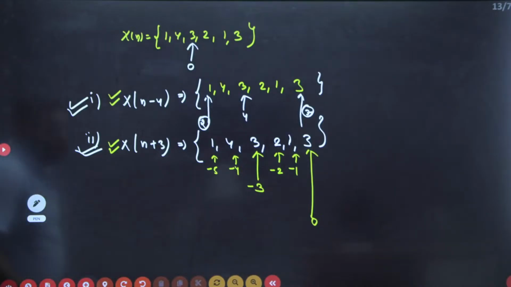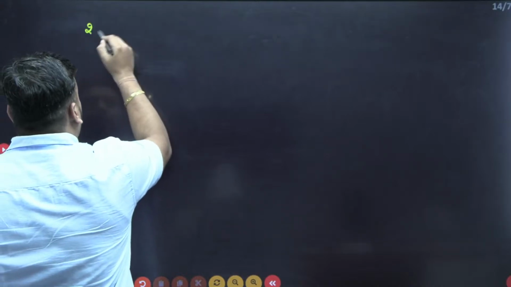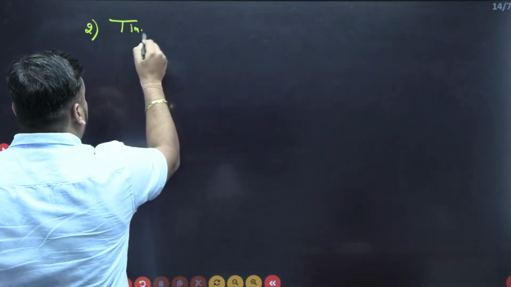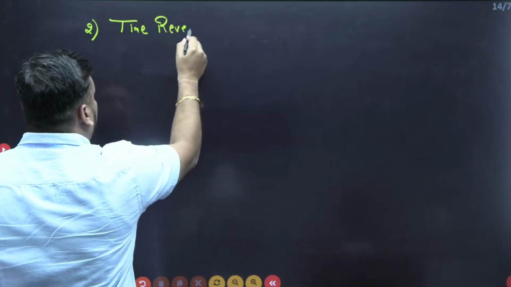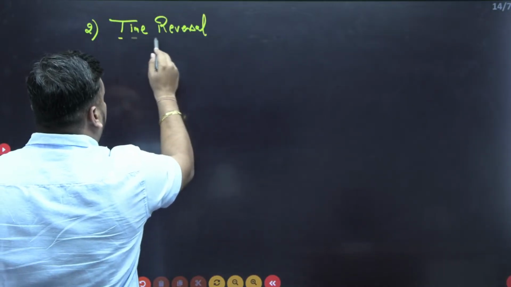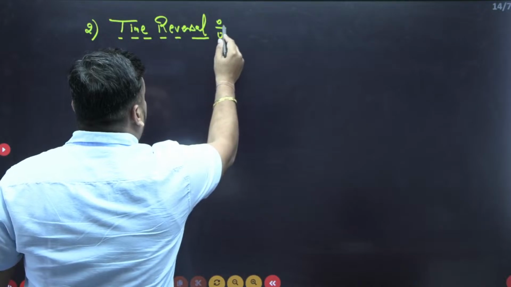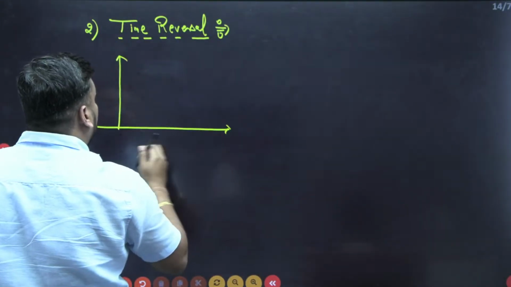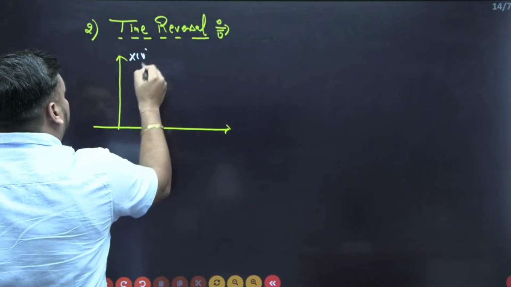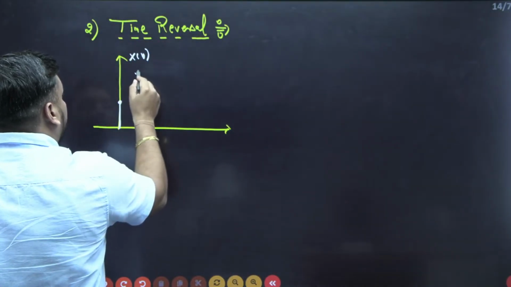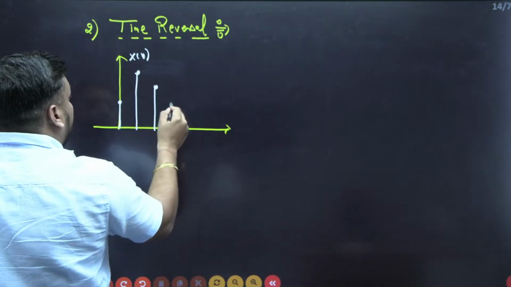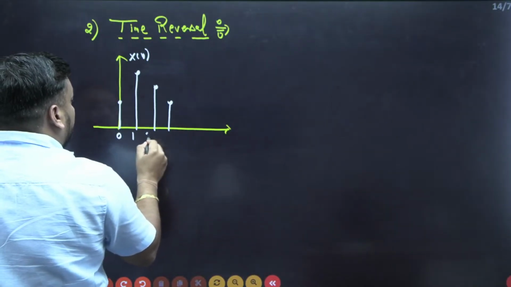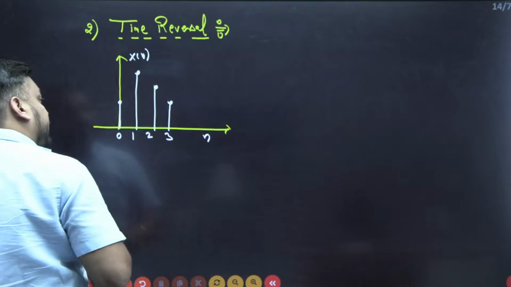So now, students, the second operation we are discussing is time reversal. Time shifting we have discussed already; now it's time to discuss the time reversal operation. Let me take a graphical representation. If this is my x of n curve, this is value 1, this is value 3, this is 2, this is 1. So it will be 0, 1, 2, 3, n. And this is my x of n, guys.